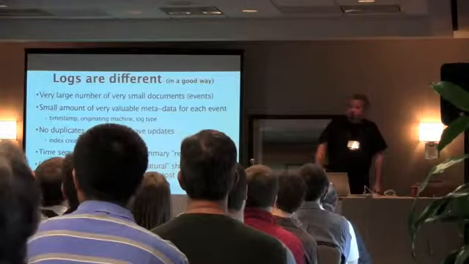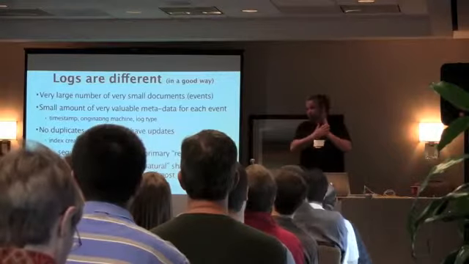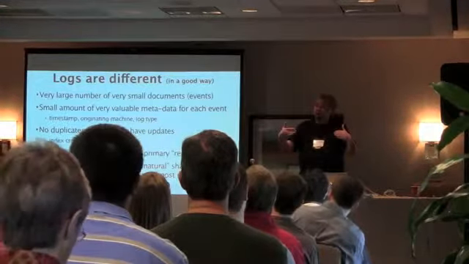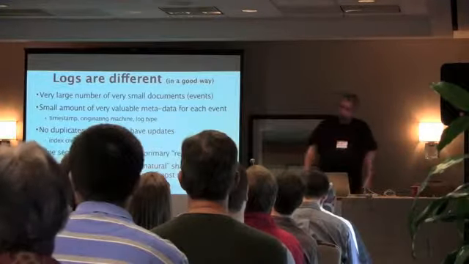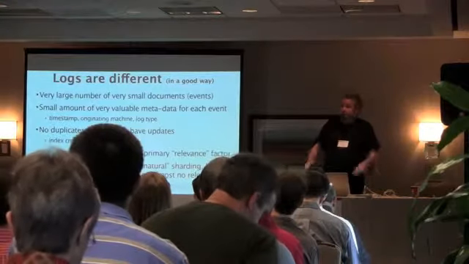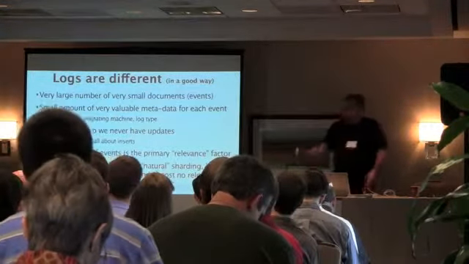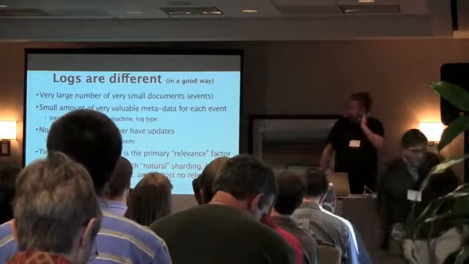There aren't duplicates, right? When you are indexing an event stream, there's no such thing as a duplicate. If you see the same error, it might look like a duplicate, but it's not. It's a different event. So we don't have to deal with updates, ever, which is also nice. So we focus just on inserting this stuff into the index as fast as we possibly can.